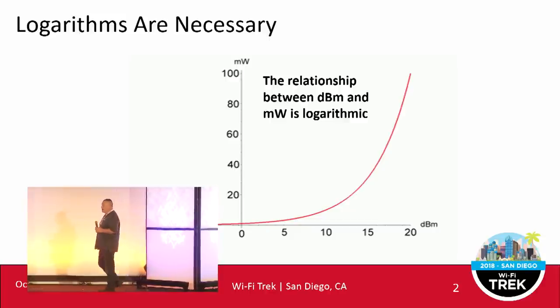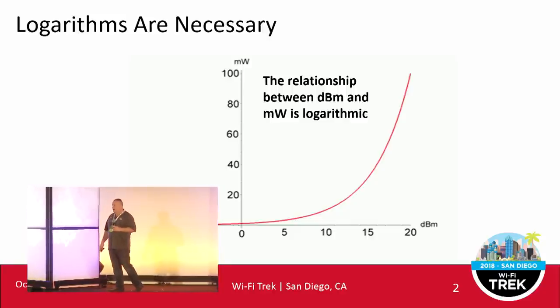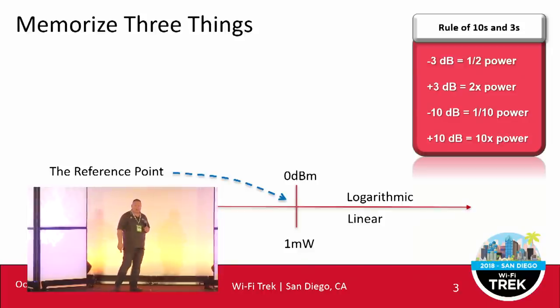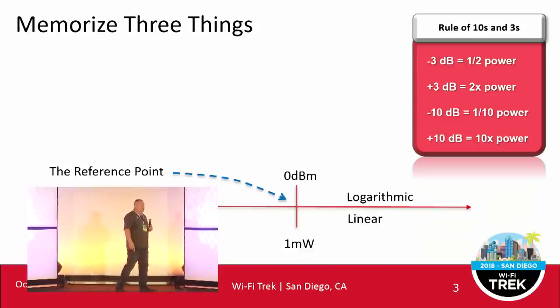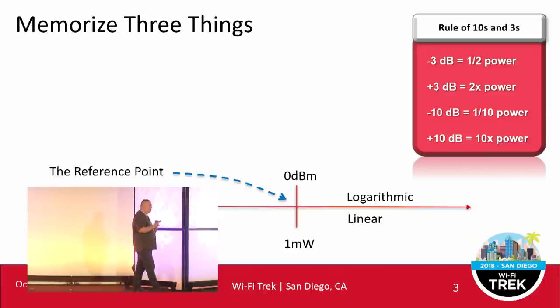Certainly we don't go too high on the high side. 100 milliwatts is a lot of power in Wi-Fi. So we don't go too high on the high side, but it's the low side that causes us trouble. You only need to memorize three things in RF math to be able to do everything you need.